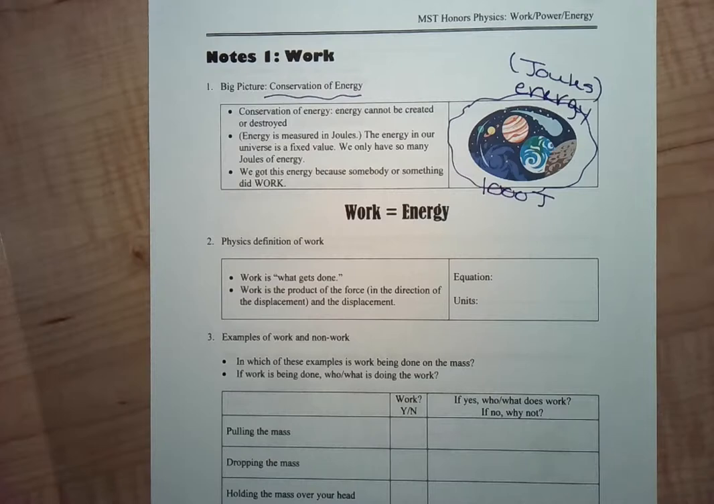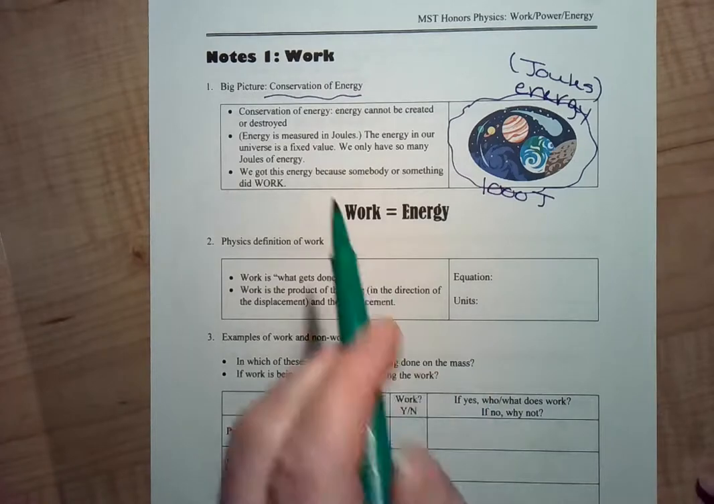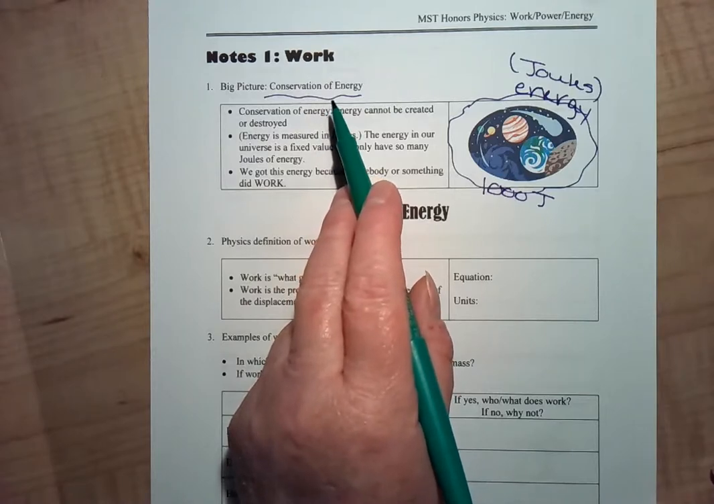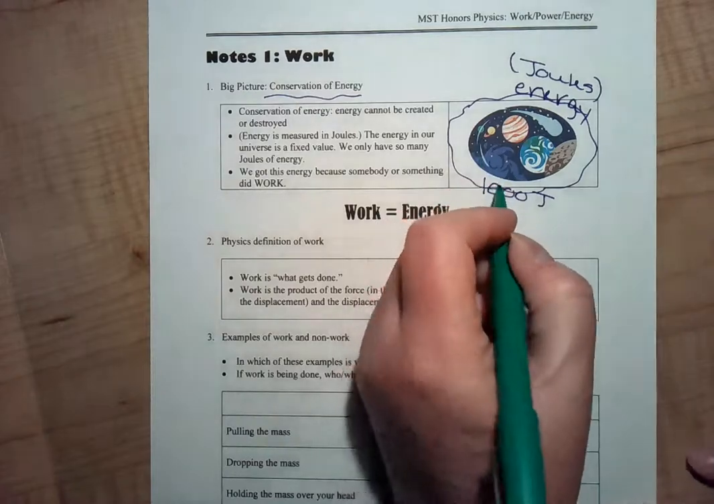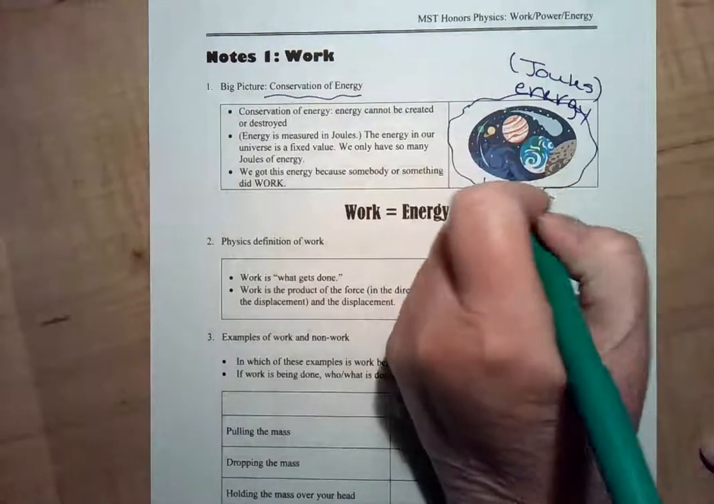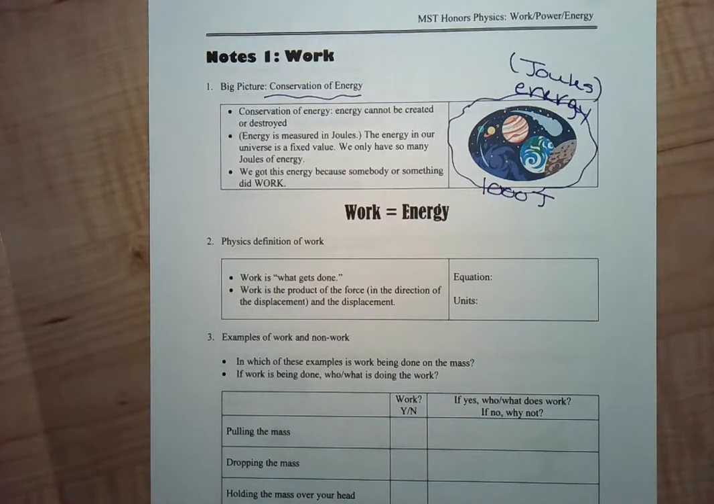Conservation of energy says energy cannot be created or destroyed. But I do want to point out one little minor problem, because in the creation of the universe, energy must have been created once. But now that we have it, it cannot be created or destroyed. So we have our 1,000 joules. And in our universe, we have lots of different types of energy. For example, we have potential energy, kinetic energy, light energy, sound energy, heat energy, nuclear energy, electrical energy, etc. And we can keep converting those energies into different types. We can transform the energy into a different type, but we'll never gain or lose any joules.